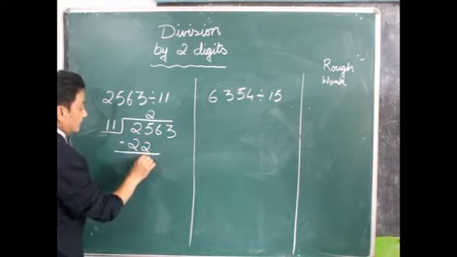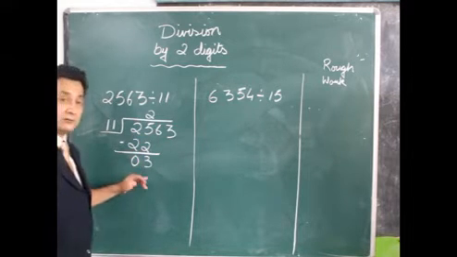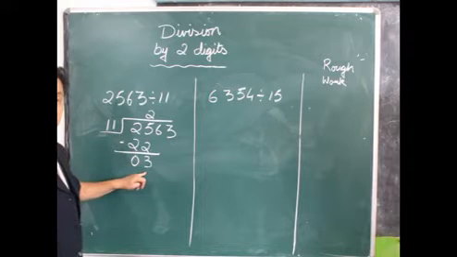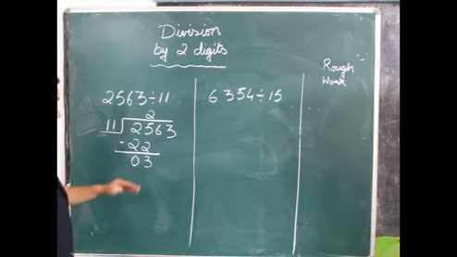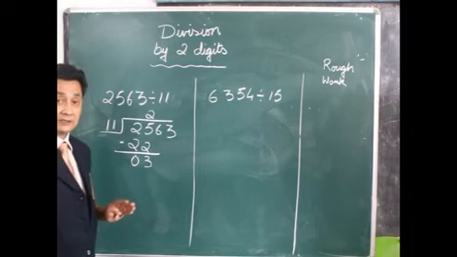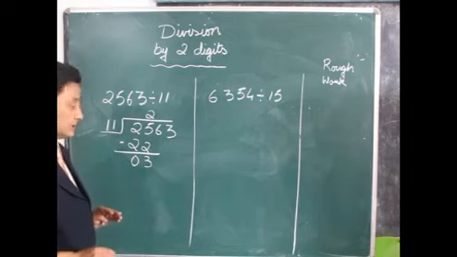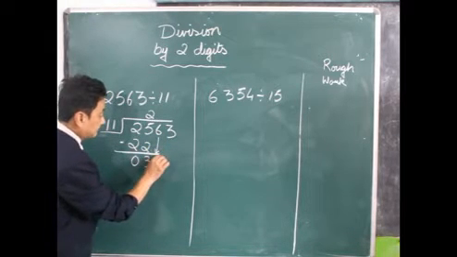22. Now, after we subtract, we must check. Is the remainder less than the divisor? Yes. So it means that we have done the sum correctly. Sometimes our remainder is more than the divisor. It means that we have done it incorrectly. So we must rub it out and redo the sum. So next we bring down 6.